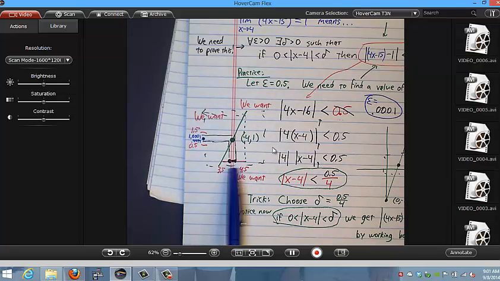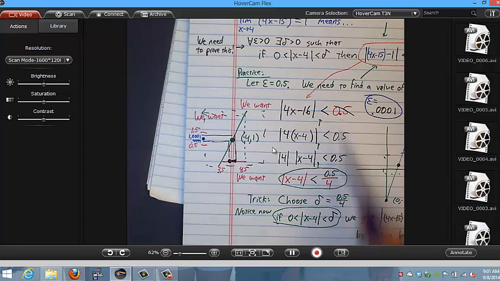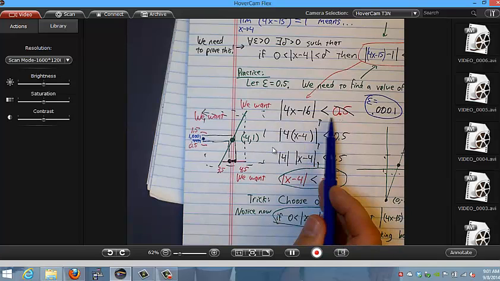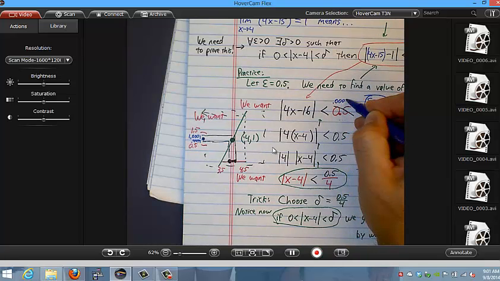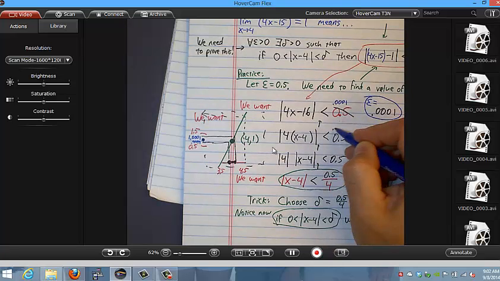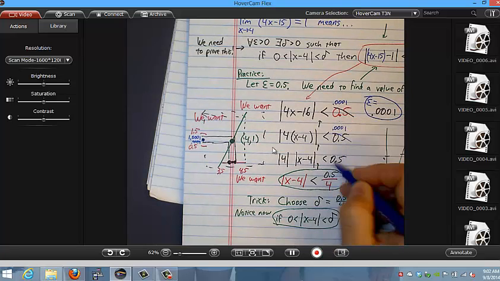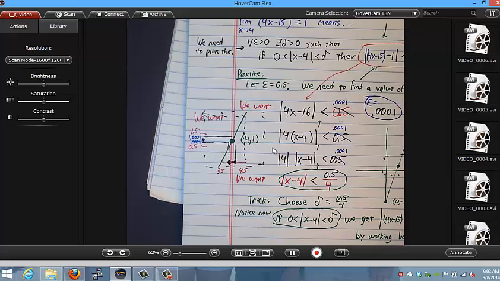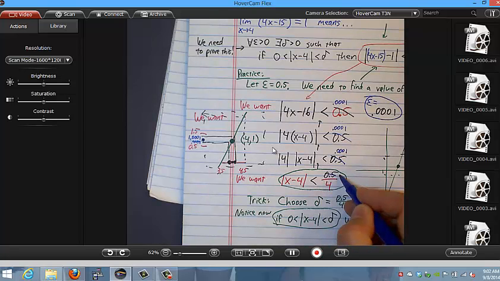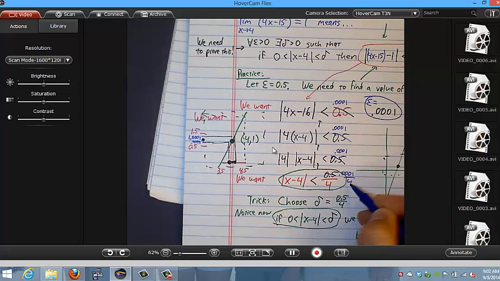This delta won't work. But is there a delta that would work? Let's see if that's true. Think about it, could I go through the same argument? Well, instead of having 0.5, this inequality would say 0.0001, and so would this one, and so would this one. So far, nothing's changed much except for that value. And then I would get down here and I would have 0.0001 divided by 4, like Mickey said.